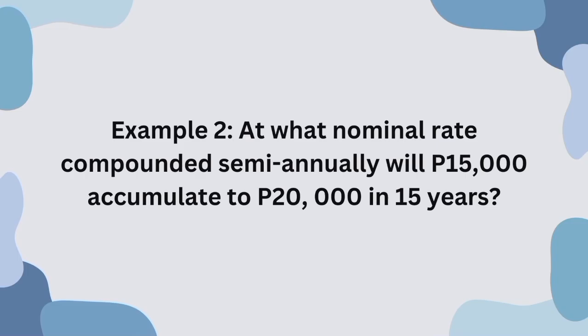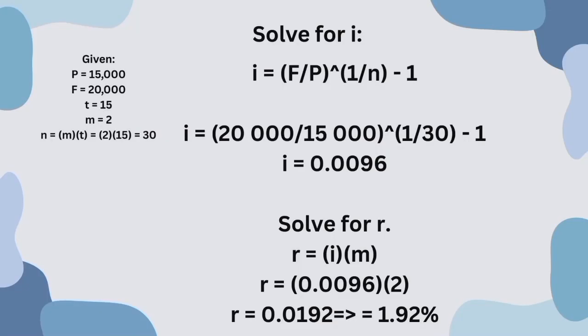Example 2. At what nominal rate compounded semi-annually will 15,000 pesos accumulate to 20,000 pesos in 15 years? Given our present value is 15,000 pesos and our future value is 20,000 pesos. T is 15, M is 2. Why 2? Because nganong 2 siya kay compounded semi-annually siya. So therefore, it's 2.